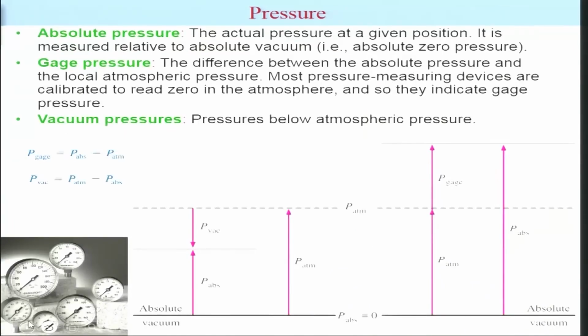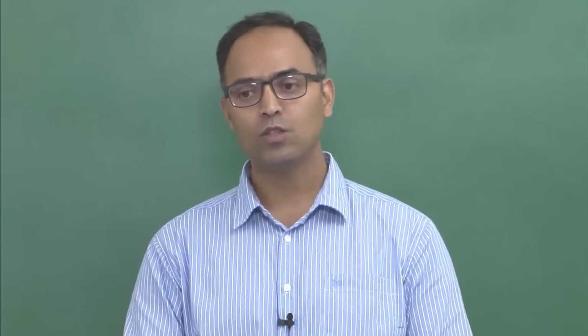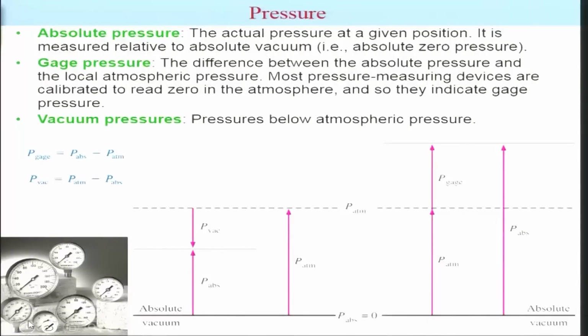Pressure, when you measure the pressure of your tire, you measure with respect to the atmosphere. That's why we always measure in terms of something called gauge pressure. But let's look at absolute pressure first. Pressure at a given position is measured relative to the absolute value. So what does it mean?